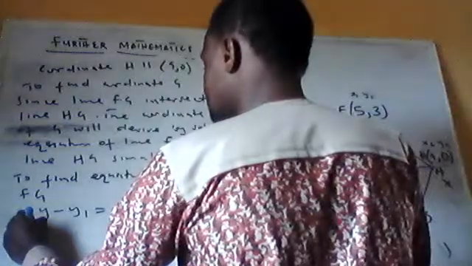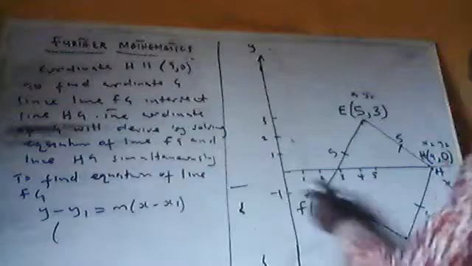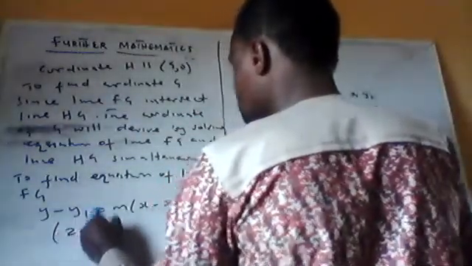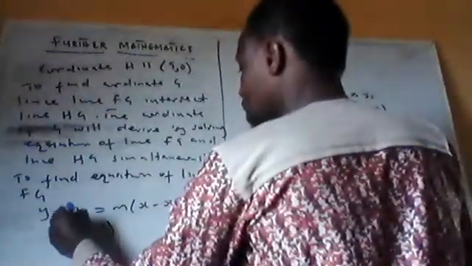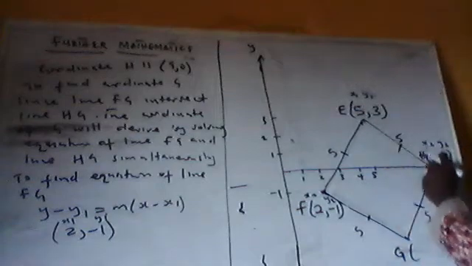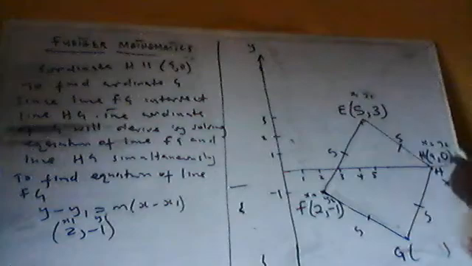Now, it passes through F, it passes through 2, minus 1. So this will be our x1, y1. The gradient of FG is unknown, and you cannot find it because G is unknown. But this line is parallel to line EH. Can you see now? For line EH, we can easily find the gradient, because coordinate E is given and coordinate H is given.